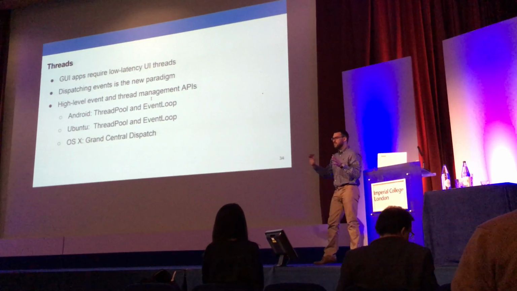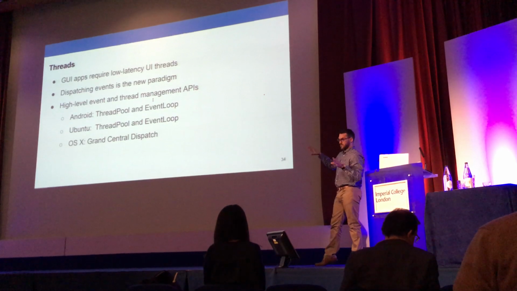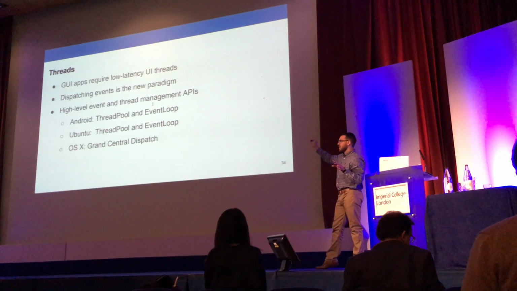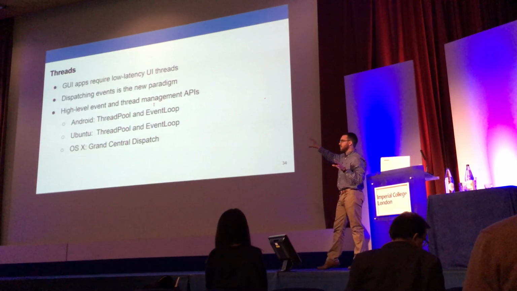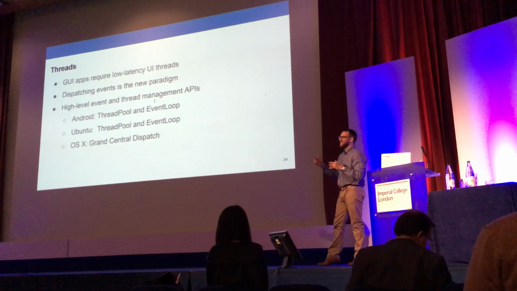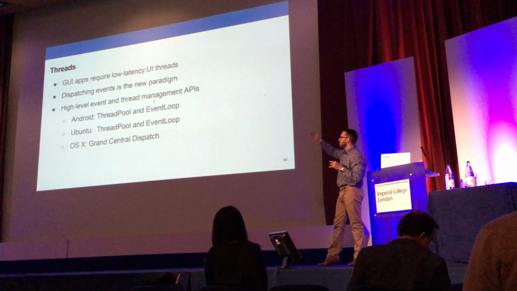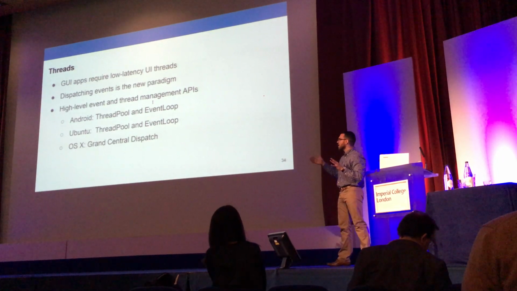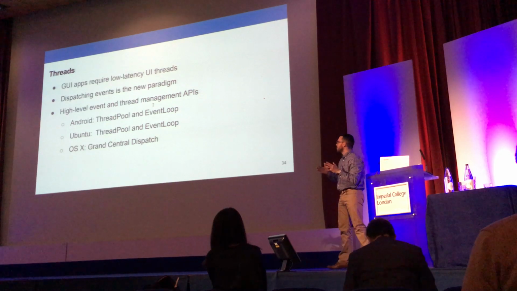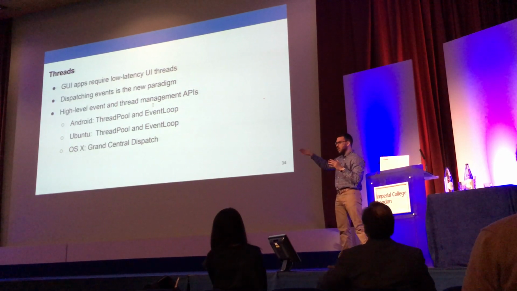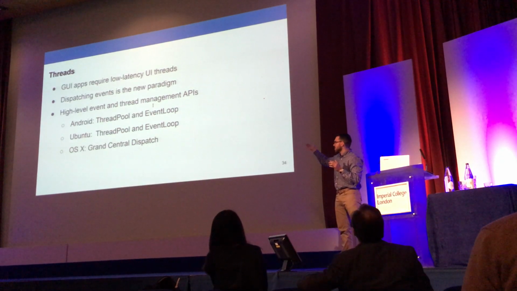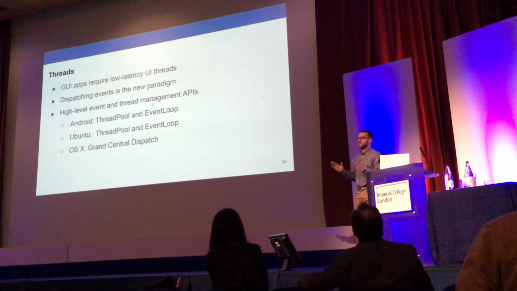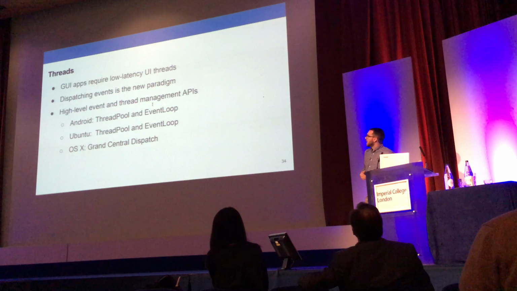Basically, the dispatching of events is what modern applications are interested in, and that has led to different but similar APIs across the 3 OSs, Android, Ubuntu, and OSX, which expose higher level abstractions for thread pool and event loop management. OSX, for example, has Grand Central Dispatch to meet the needs of the application developers.